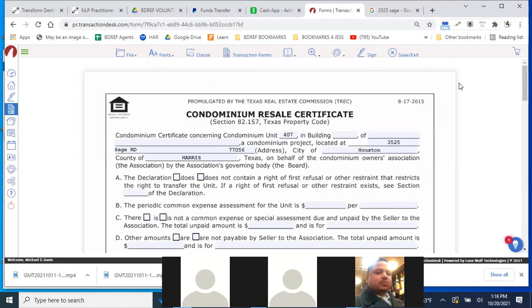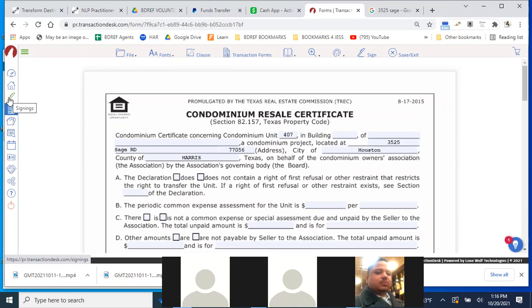So my question: do we have to submit that to the association, or should the listing agent submit it? So this is how I'm going to answer that question. It's not a matter of who should and who shouldn't. It's a matter of it needs to get done. However it gets done, it needs to get done. So best practice is we do it. If you have a buyer, it's best for you to go ahead and do it. Just make sure it gets done.